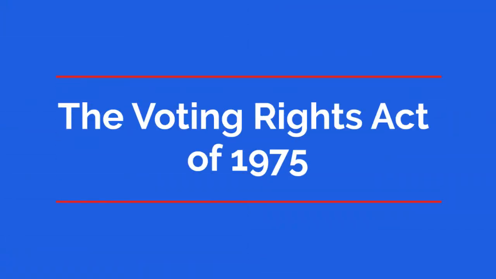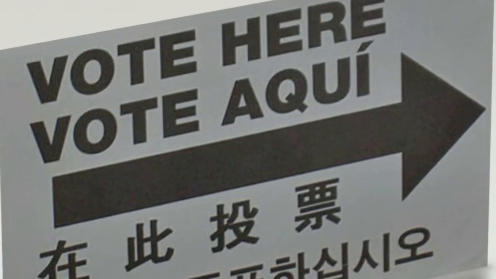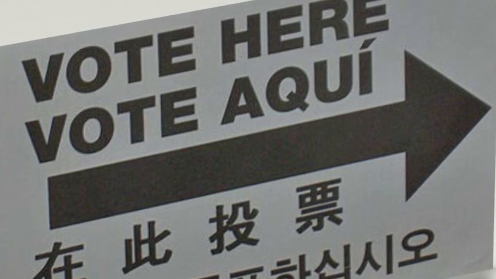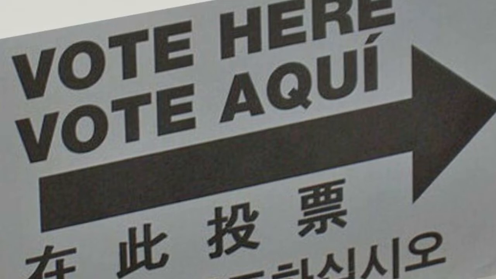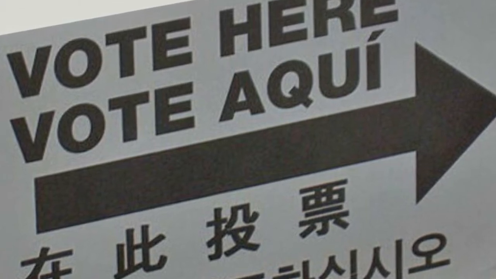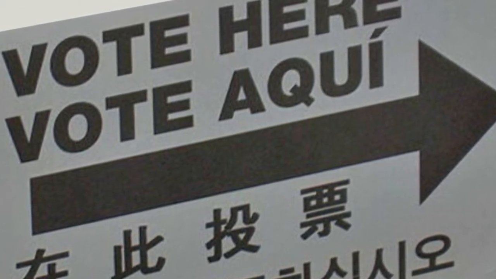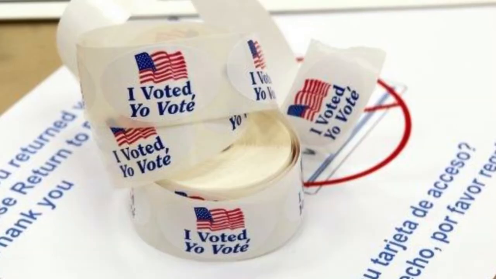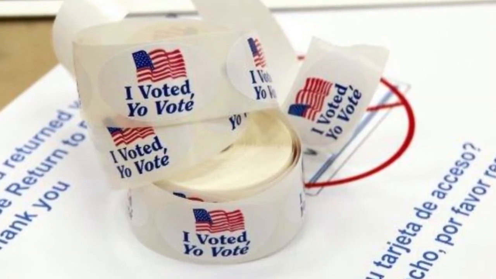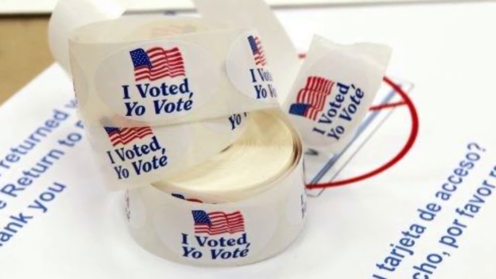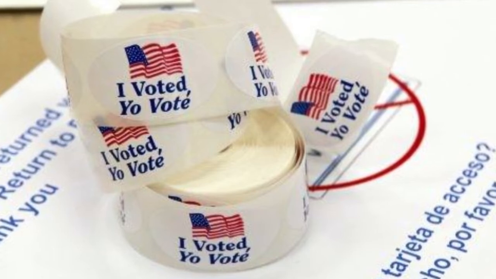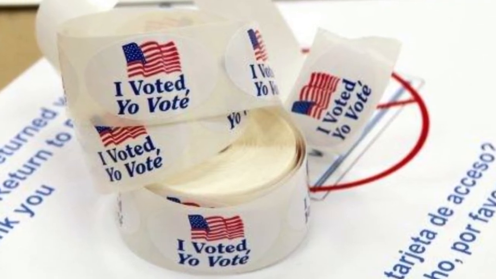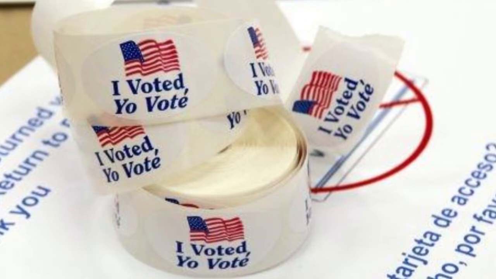The Voting Rights Act of 1975 expanded voting access to non-English speakers and readers by requiring states and local governments to provide translated voting documents where a single language minority group made up more than 5% of the voting population. The 2006 reauthorization of the Voting Rights Act extended the language provisions through 2032.